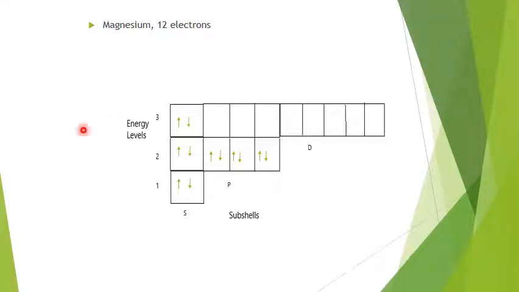Okay, magnesium has 12 electrons. We do the same story, up, down, and so forth. And the last one comes right next to it. Okay, so now you have a filled up S subshell.